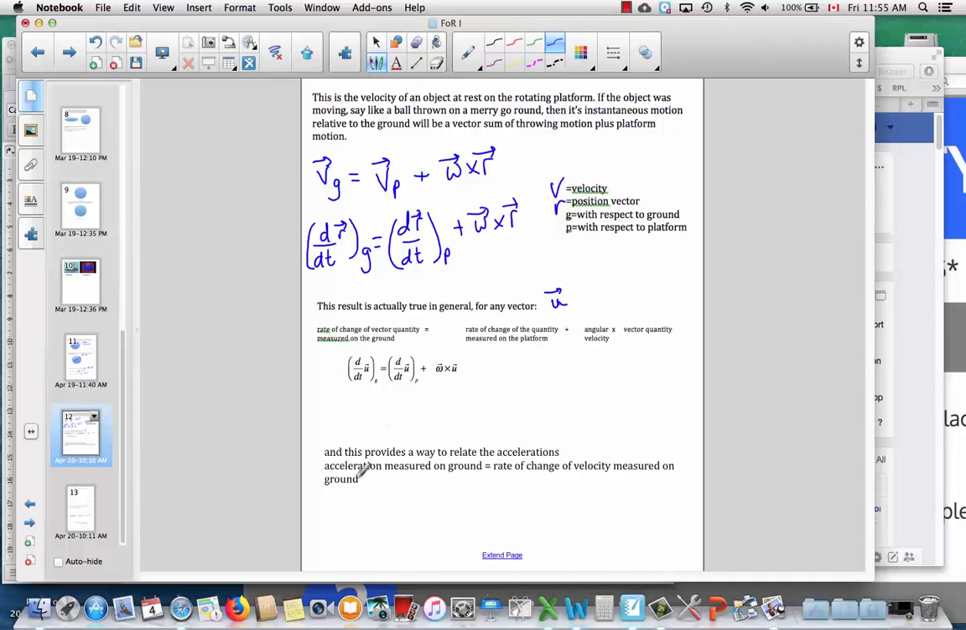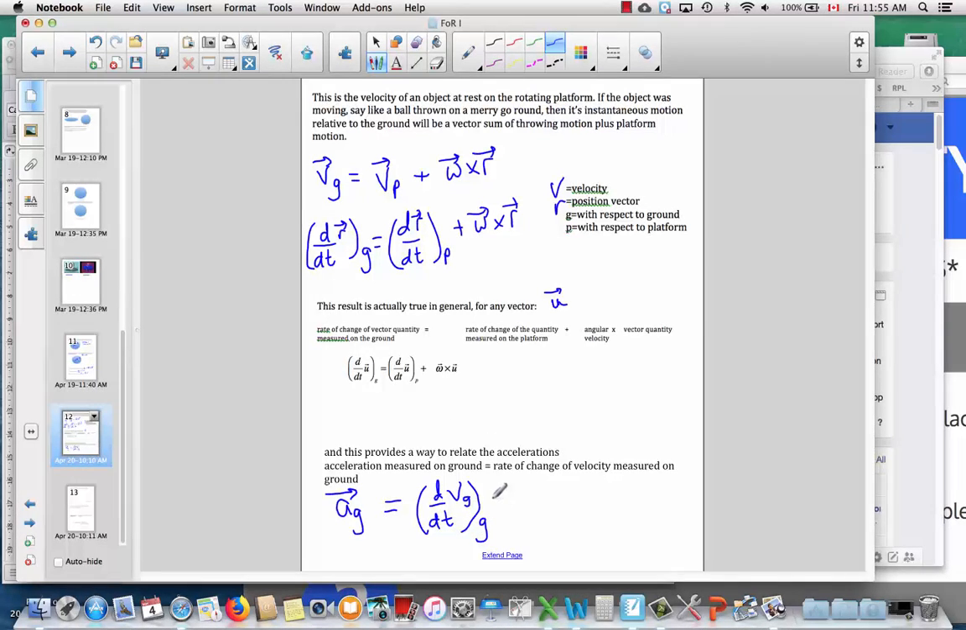Let's apply that result again to the rate of change of velocity, which is the acceleration. So we're interested in the acceleration of an object as measured on the ground. So you're not on the rotating platform, you're on the ground. Now we know that's the rate of change of the velocity. Which velocity? Well, the one measured from the ground reference frame, and the rate of change done from the point of view of the ground reference frame.